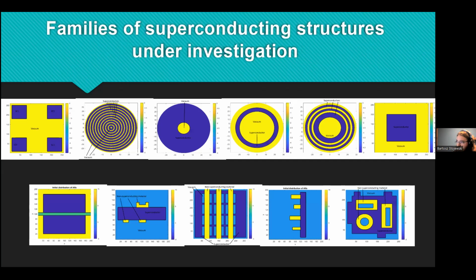Over the course of my research, I use families of superconducting structures, of which some are presented on this slide. Each of the graphics represents a digital interpretation of real physical structures that consist of superconductors, non-superconducting materials, and the vacuum. On most graphics, dark blue represents superconductors, light blue represents vacuum, and yellow represents non-superconducting material.